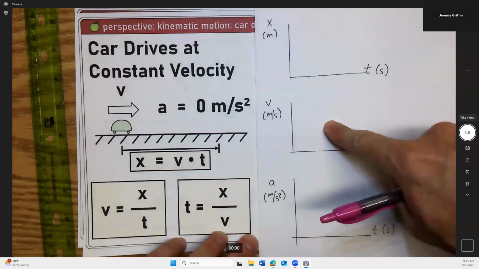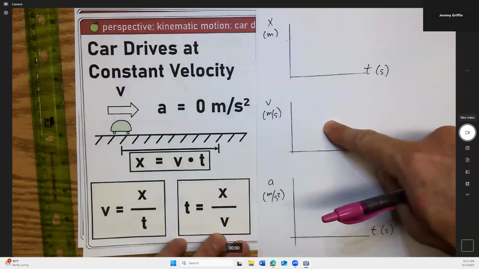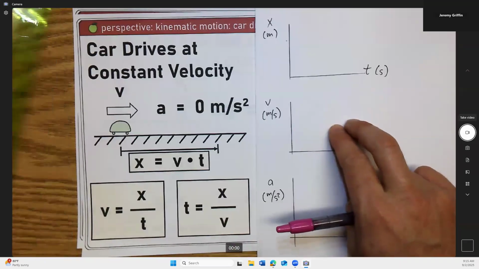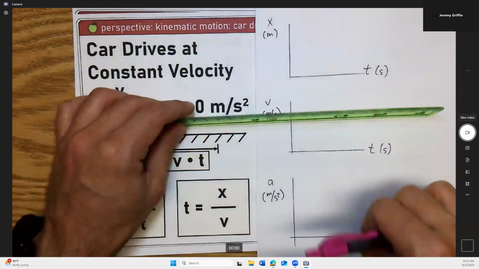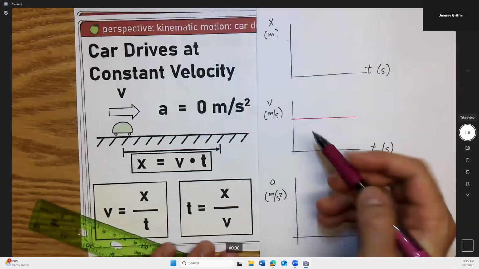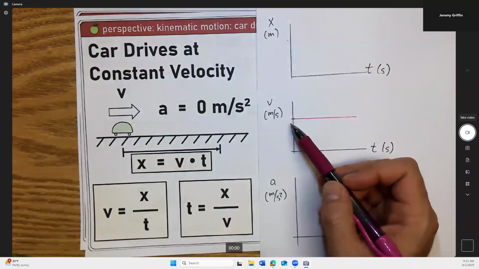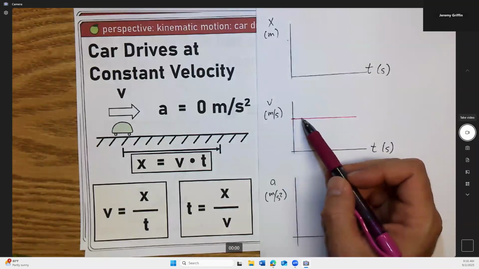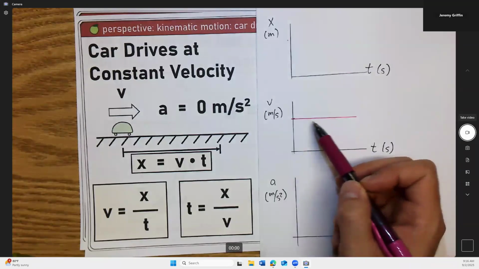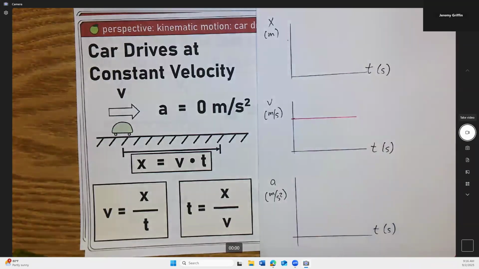Let's start with the middle graph, the velocity, and branch out. So what does this one look like? A straight, flat line. Yeah. So you look at your speedometer, it's showing like 30 meters per second. You're going 30 meters per second there, 30 meters per second there, 30 meters per second there. It's just whatever the speedometer needle is saying.